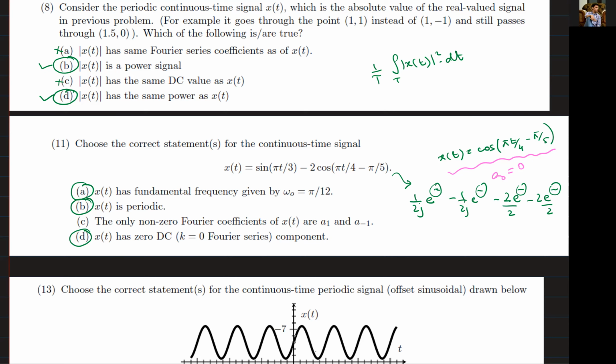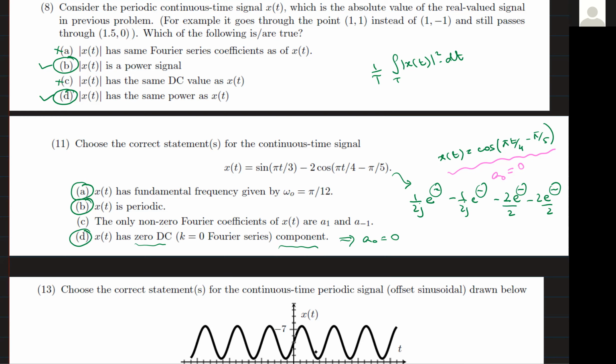Excuse me, sir, I did not understand D because we found that A0, at k equal to 0, is 0, because it has no A0 term. So how does D hold true? It says x of t has DC component at k equal to 0, but it doesn't have that. Has 0 DC component. This means that A0 is equal to 0. Oh, yeah. That's what it means. Okay, I got it. I'm sorry.